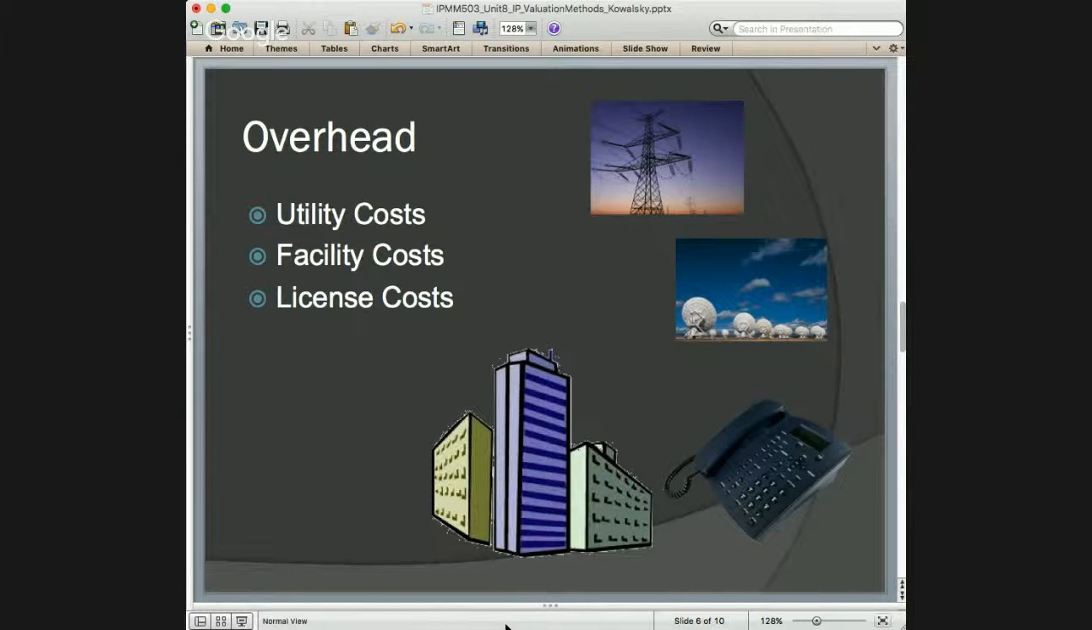Overhead costs should be prorated to reflect the amount of facility costs consumed by the project, as well as utility costs such as electricity, heating, and communications that were needed to support the activities. License fees for software, technology, etc. should be factored in as well.